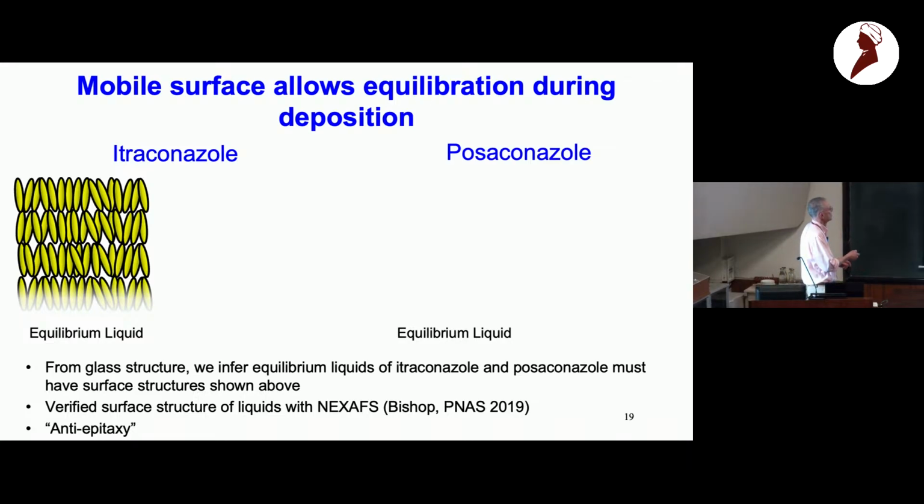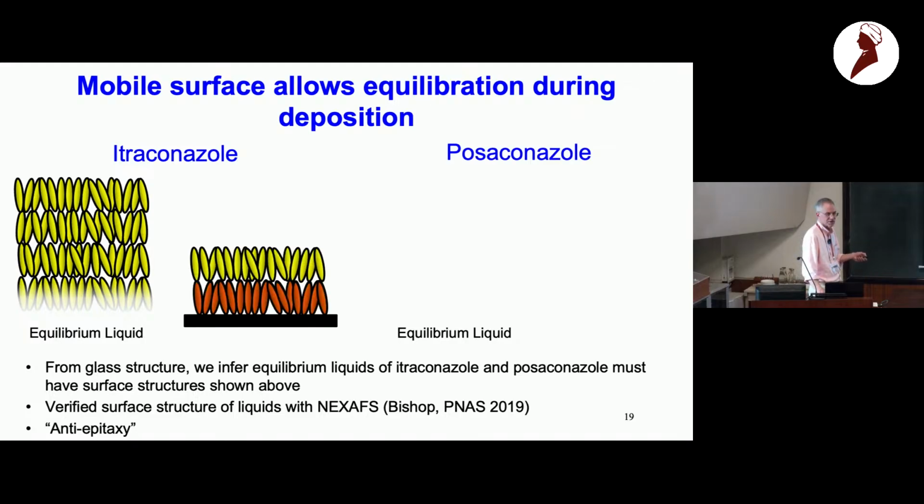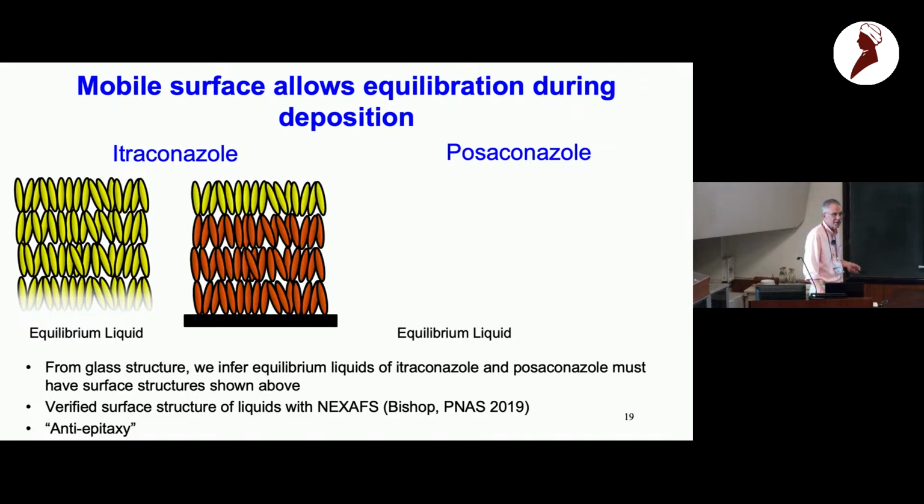For the mesogen, itraconazole, this is what the equilibrium looks like at the free surface. Okay, we know that it anchors like this. This is the free surface. So during deposition, a layer goes down. It's perfectly happy to be anchored like this at the free surface. The next one is also happy, and you build up this layering.